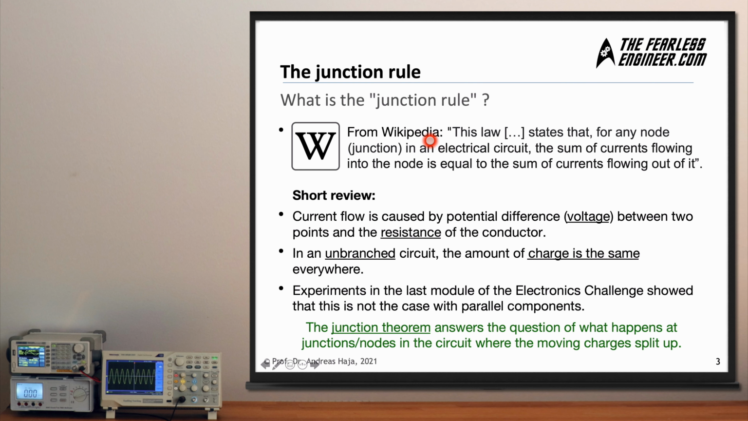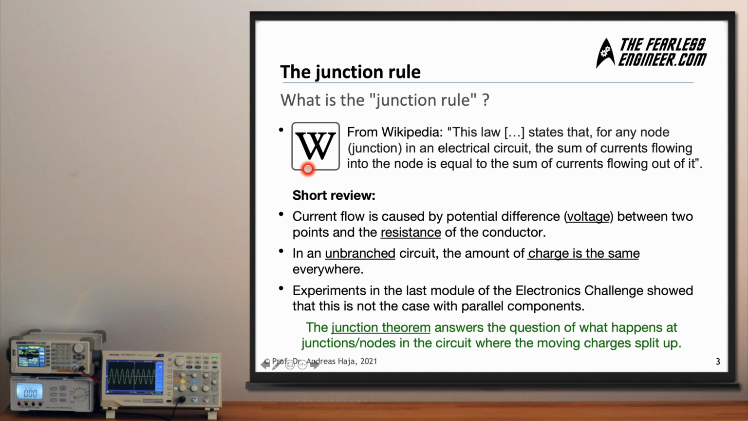Now, before we dive deeper into this concept of the junction rule, let's look at a broad definition, for example, one we can find on Wikipedia. There it says that this junction rule, this law, states that for any node, which is a junction in an electrical circuit, the sum of currents flowing into the node is identical to the sum of currents flowing out of it. So we are talking about charges, we are talking about a current flowing through a circuit, and the junction rule tells us something about the behavior of the current, the behavior of the individual charges which meet at a certain point in this circuit, at a so-called junction.